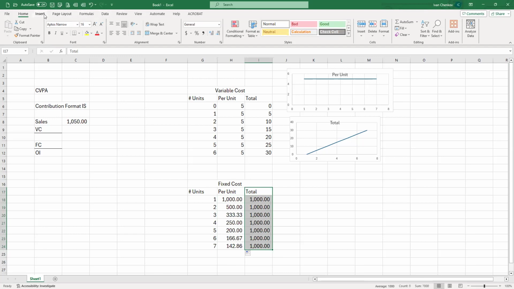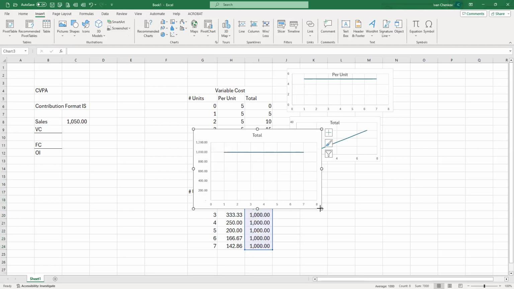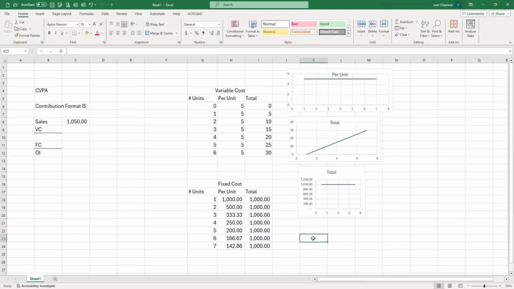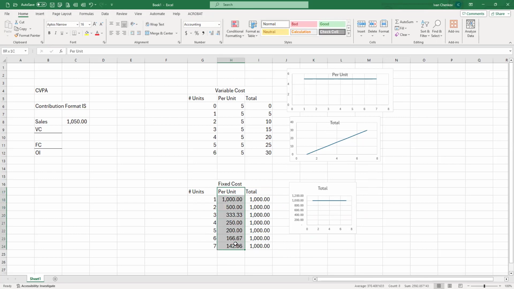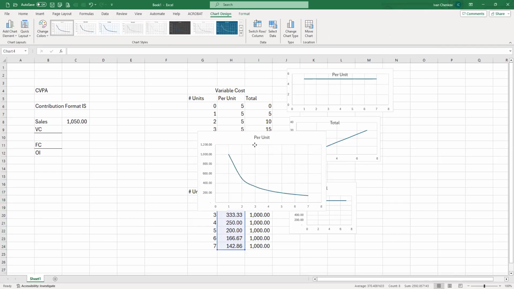Well, the total cost is always going to stay the same in total. But per unit, that will be a different story. Per unit, as you can see, the more units we're using to divide the total cost, the less the cost per unit goes down. So per unit, if you want to express it as a chart, it's going to look like this.